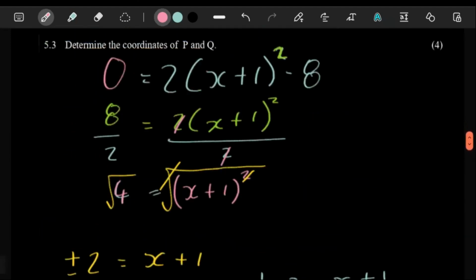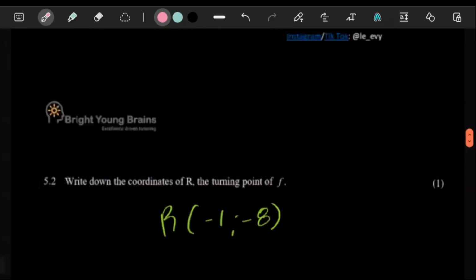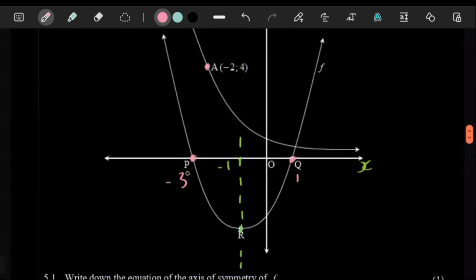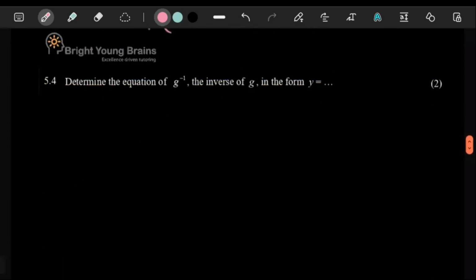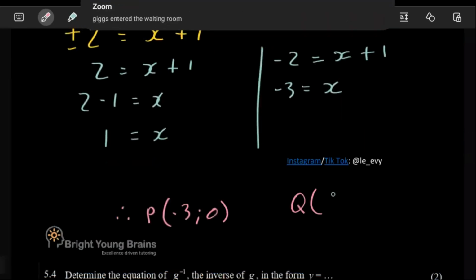But then here you see they want the coordinates. So you cannot just leave answers like this. Here you have to say, therefore, P, as we can see, it's on the left side. So the x value is negative 3, but the y value is 0. So negative 3 here gives us 0 there. Q, same idea, positive 1 and 0.